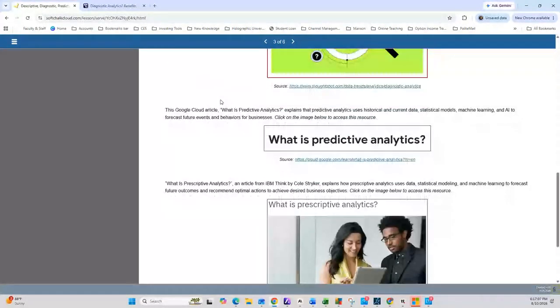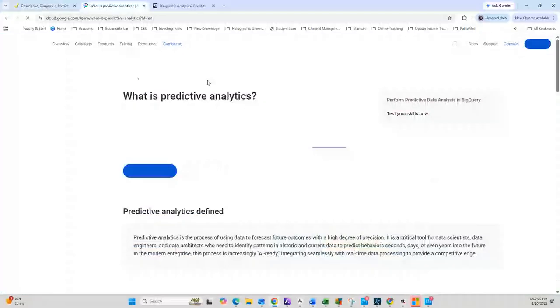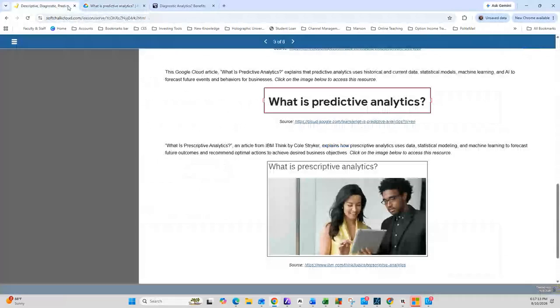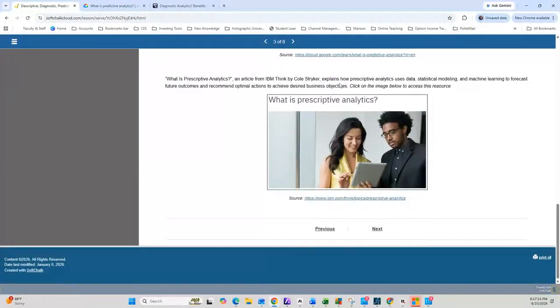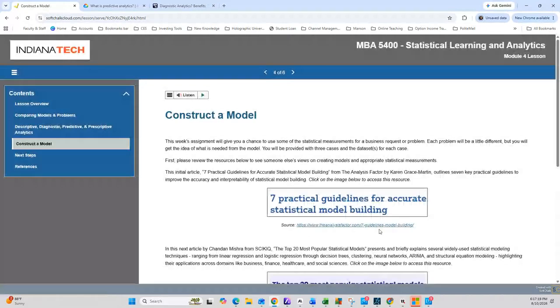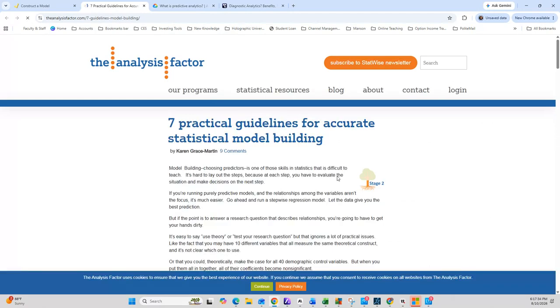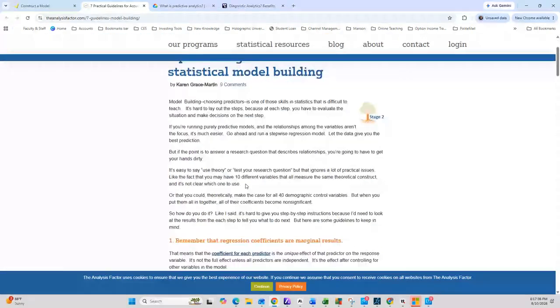And then what is predictive analytics? So here's the article on predictive analytics. And then they get into how do you construct a model. Okay. And they talked about the 7 practical guides for accurate statistical model building. So that article works.